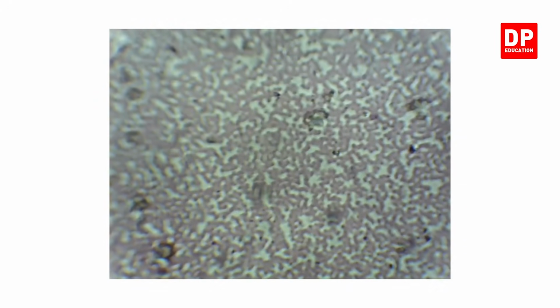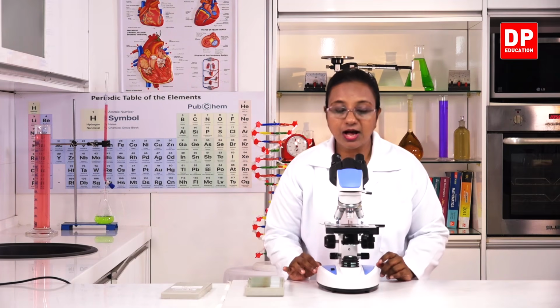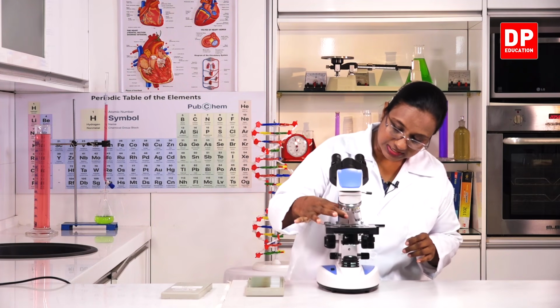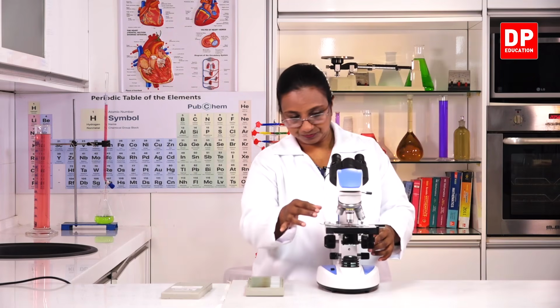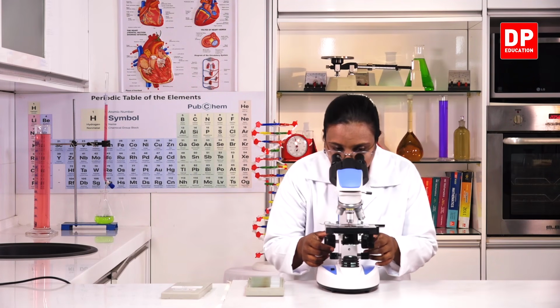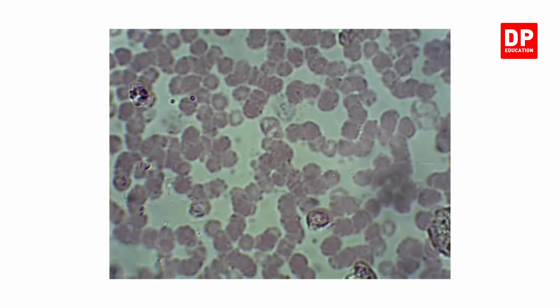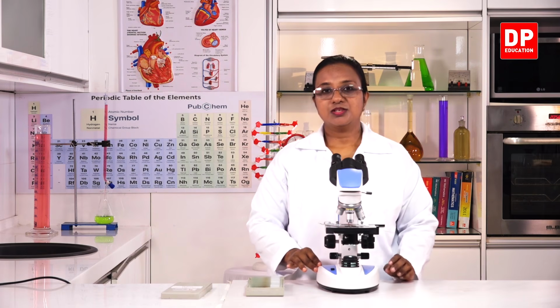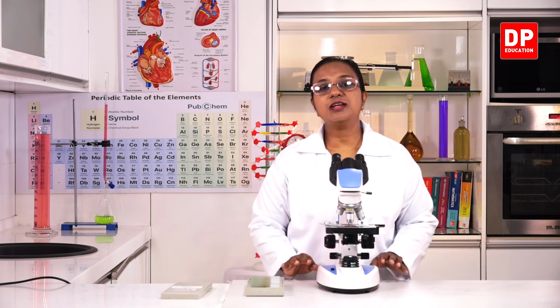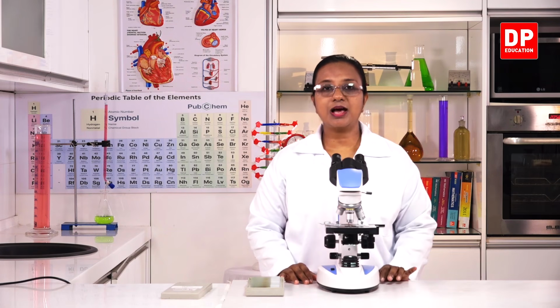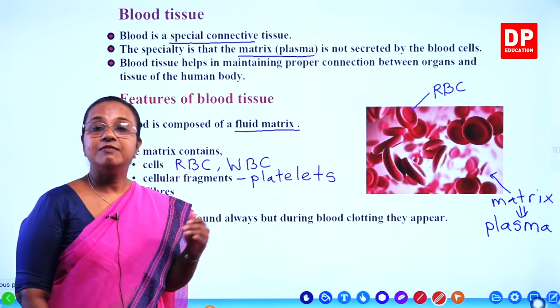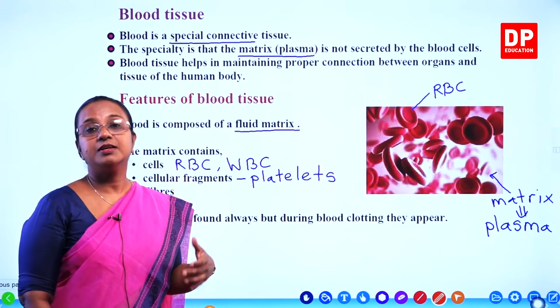To observe it more clearly, I will have to change it to the high power. So, now I will adjust the lens to the high power lens, a little more higher. Now you will be able to see the cells more clearly. Can you all observe that there are different types of cells present in this blood tissue? Okay, students, you have observed there are different types of cells present in the blood tissue. With that, we will move on to the functions of the blood tissue.